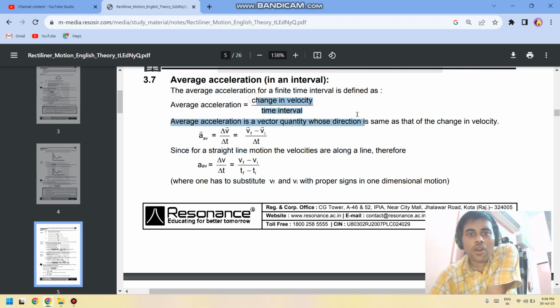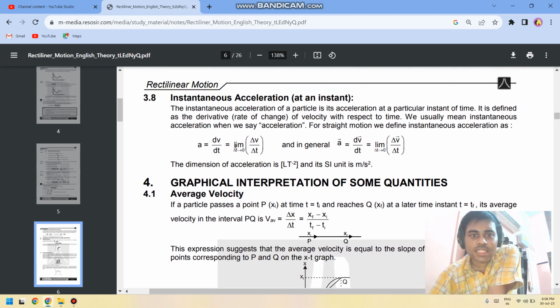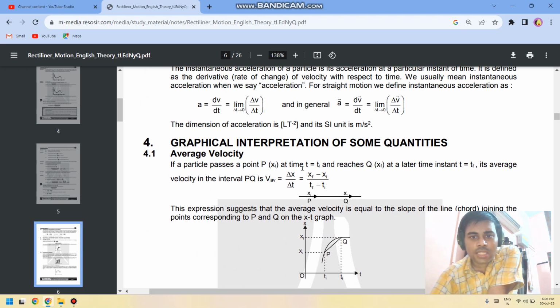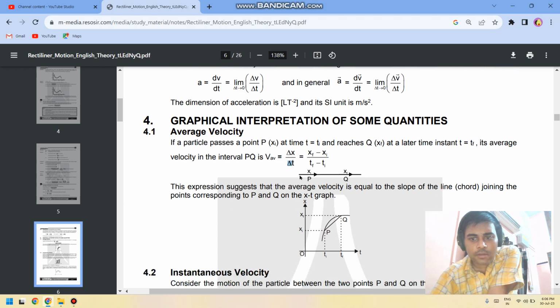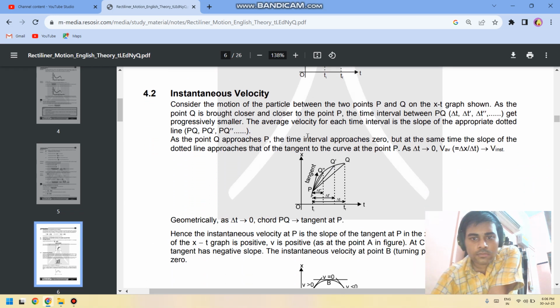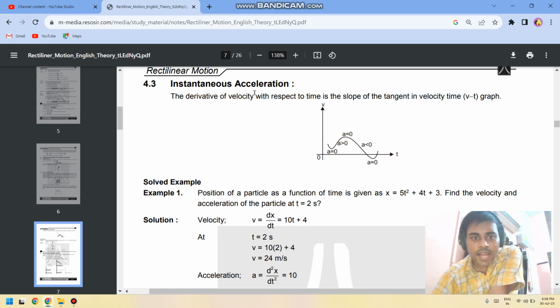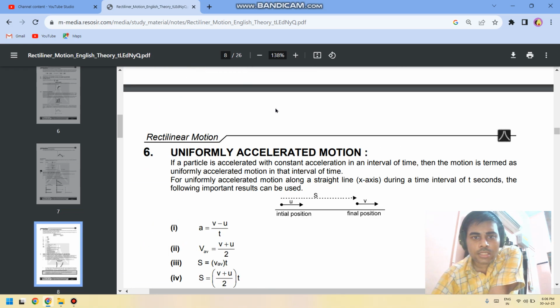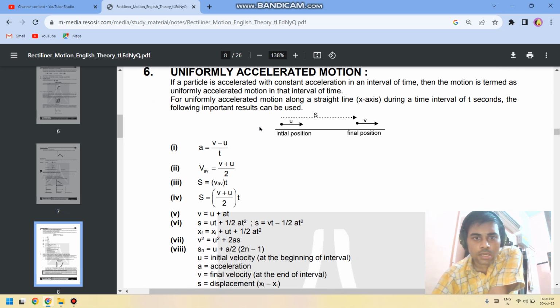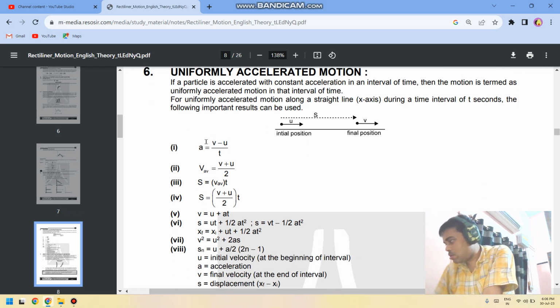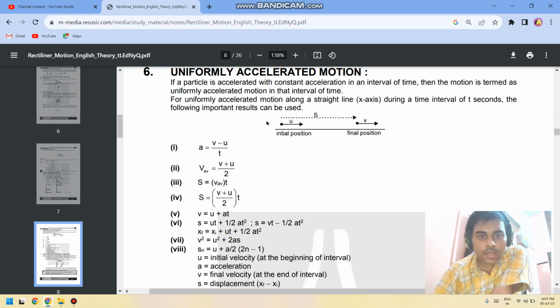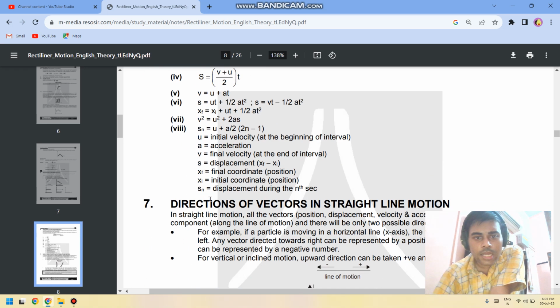Acceleration is the change in velocity divided by the time interval taken for that change, and instantaneous acceleration is that at a particular instant. Average acceleration is the change in velocity divided by the total time taken. Let's solve questions on accelerated motion. These are the equations you can read. Let's solve some problems.